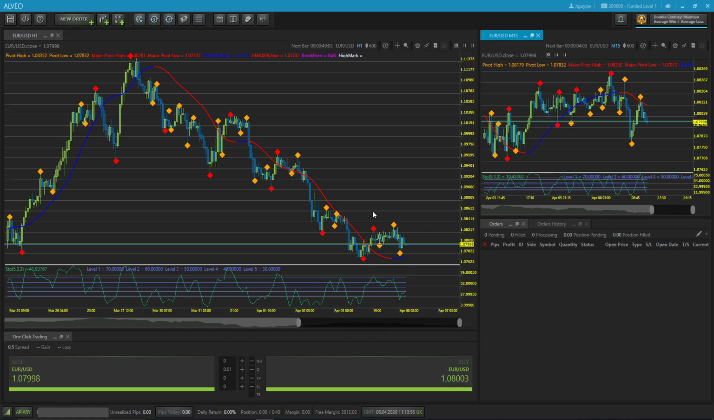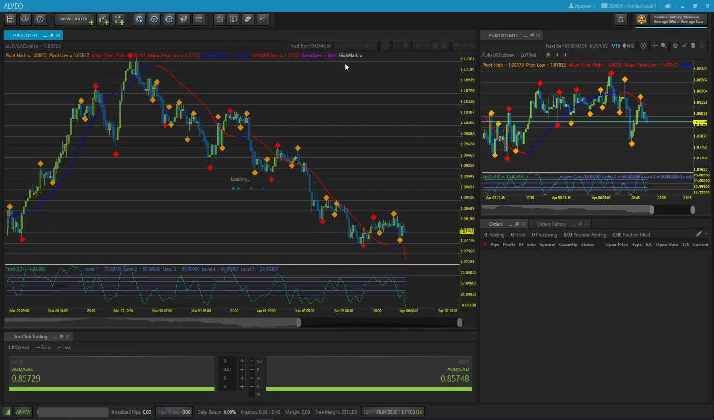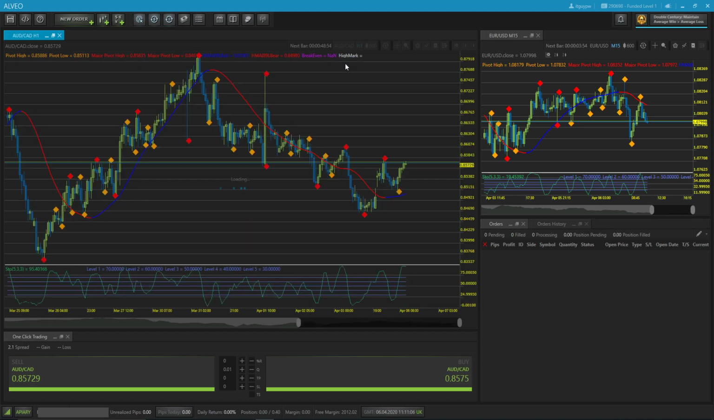So I'm just looking for a good setup. I'm going to go through a couple pairs. Euro USD looks good. And really what I'm looking for is a good trend on the hourly chart. See, this is kind of started to come back up, so it's kind of a counter trend right now.